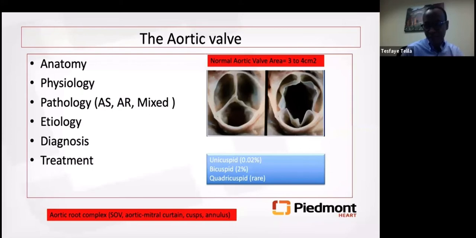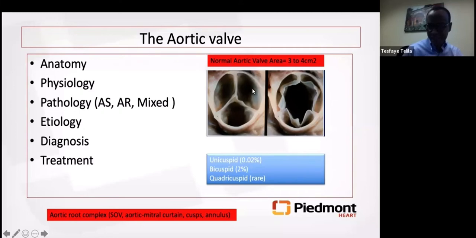And this thin, unrestricted opening of the valve is what usually happens in a normal aortic valve, which is 3 to 4 centimeters squared in terms of area. And obviously, the lower edge of the valve is where the annulus is.